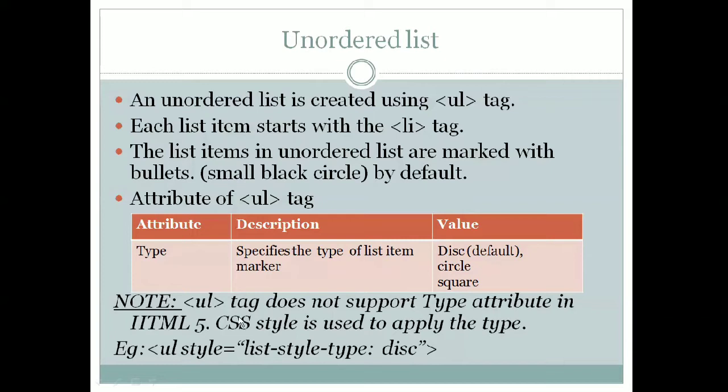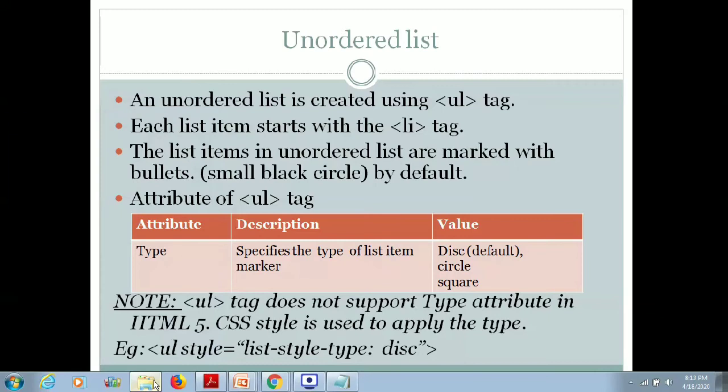If you are using any other version of HTML apart from HTML5, the previous versions, they support the type attribute. HTML5, the current one, is not supporting the UL tag type attribute. Okay, so let's see one example over here for unordered list.